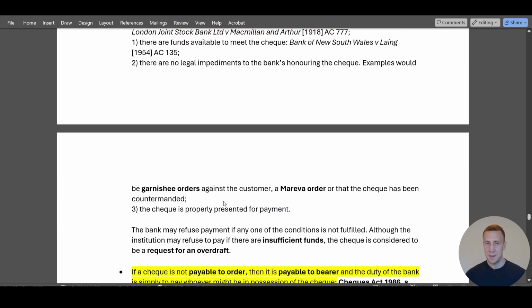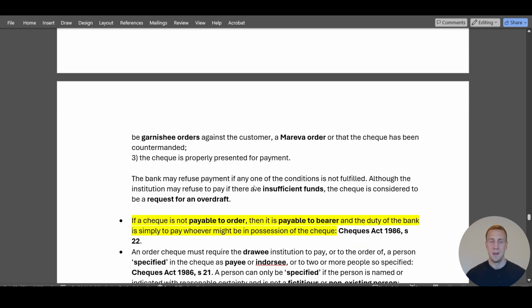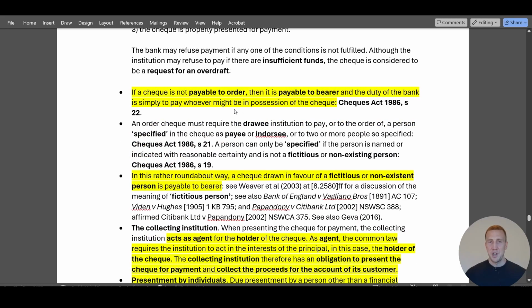Examples of legal impediments would be garnishee orders against the customer or a Mareva order, or that the cheque has been countermanded. And (3) the cheque is properly presented for payment. So the bank may refuse payment if any one of the conditions is not fulfilled. Although the institution may refuse to pay if there are insufficient funds, the cheque is considered to be a request for an overdraft. If a cheque is not payable to order, then it is payable to bearer.